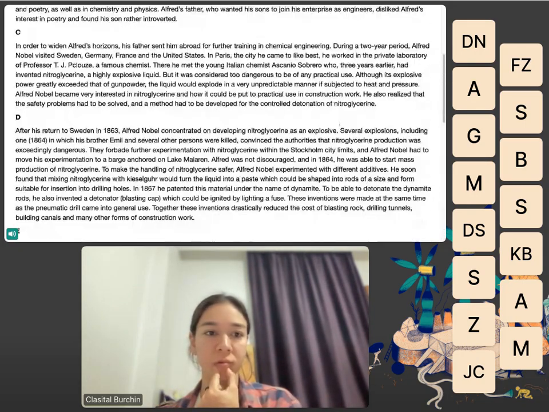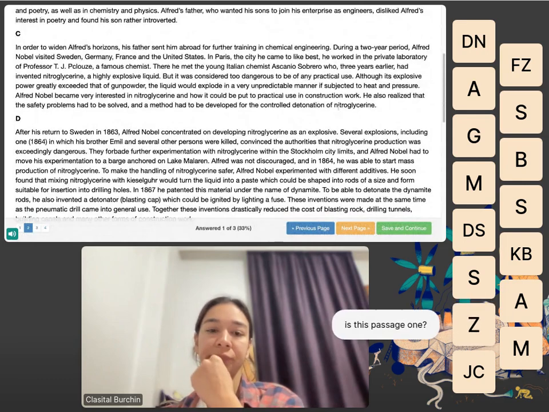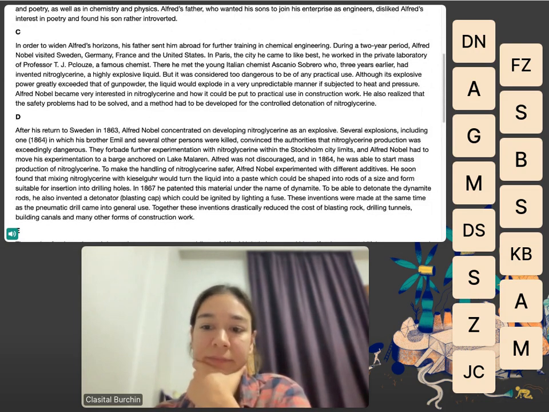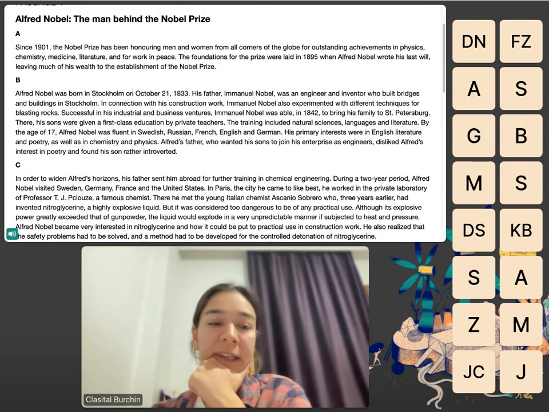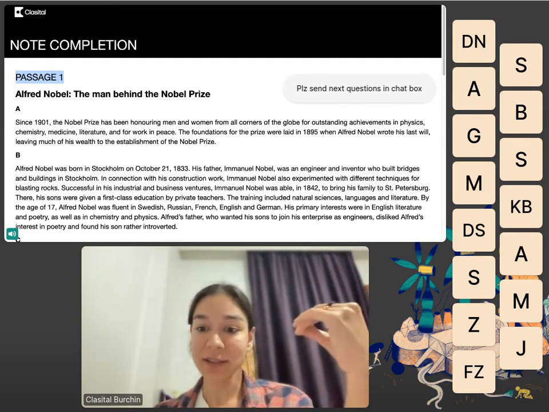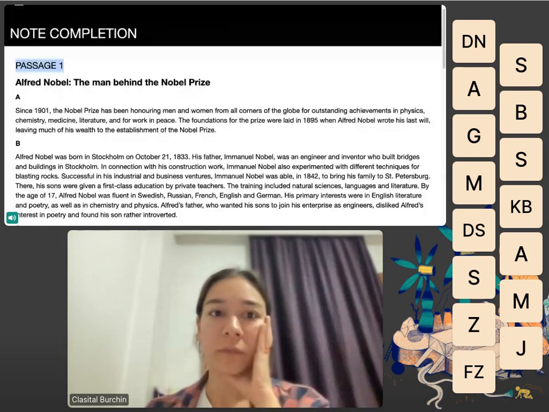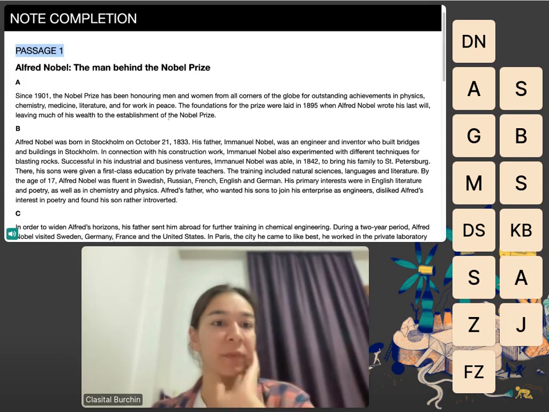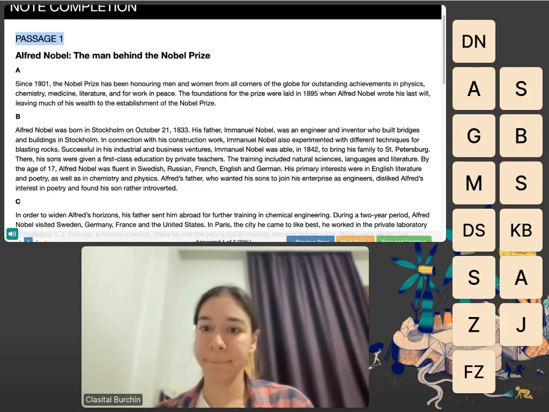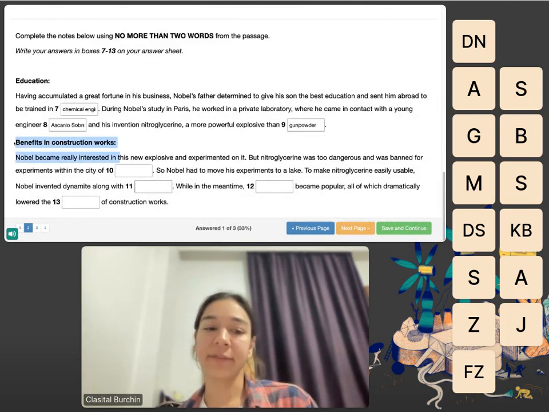Is it clear till now? For example, this is passage one. Like here, this is passage one. As you can see, this is a little bit easier. So, okay, I will send it. You should spend like 15 minutes on this one. Next, benefits in construction work. I will let you read it for 30 seconds yourself.